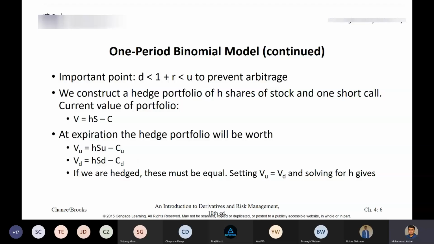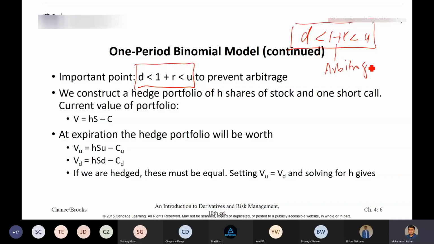Before we start valuing the call, as we said, there are preconditions that we need to understand. One of the most important preconditions here is that the D factor will always be less than 1 plus the risk-free rate, which needs to be less than the U factor. If this rule is violated, then what will happen? There will be arbitrage. So for example, the D factor is 0.8. That is, if the stock price goes down, it will be going down by a factor of 0.8.